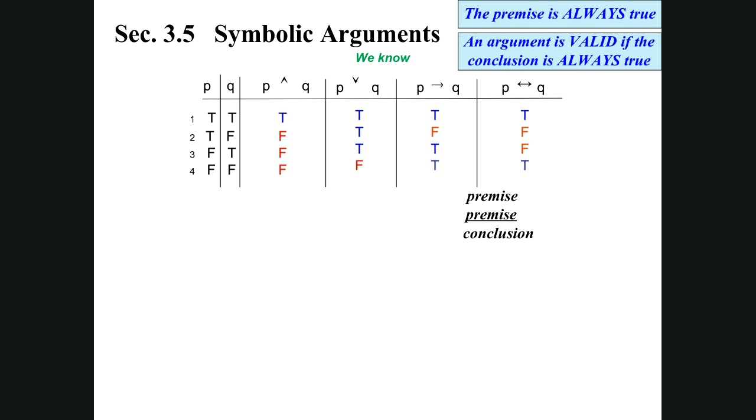And I wrote this up in the top right-hand corner. The premise is always true. And an argument is valid if the conclusion is always true. Now be careful with these words. I'm not saying that the conclusion is valid. No, the conclusion is always true. I'm not saying that the argument is true. I'm saying the argument is valid. So we use these words properly. So premises, always true.